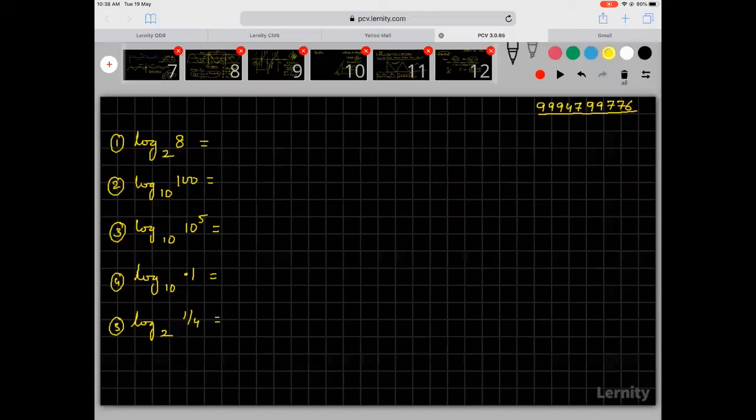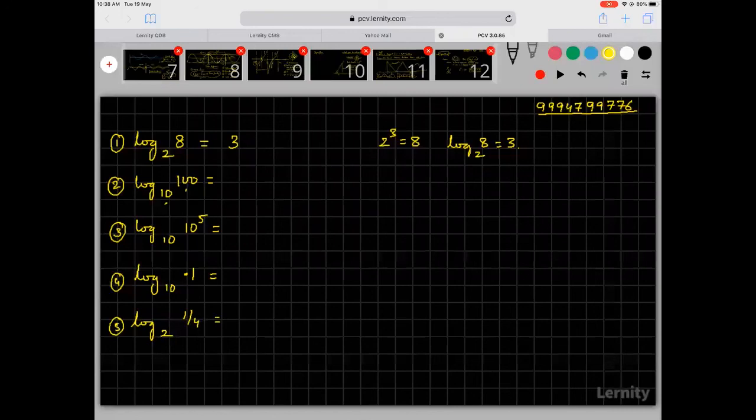Okay, so do you understand that 8 is equal to 2 cubed? So do you understand that 2 power 3 is equal to 8? So if 2 power 3 is equal to 8, then by definition, log of 8 to the base 2 is equal to 3. So log of 8 to the base 2 will be equal to how much? 3. So here you just have to think 10 power how much is equal to 100.